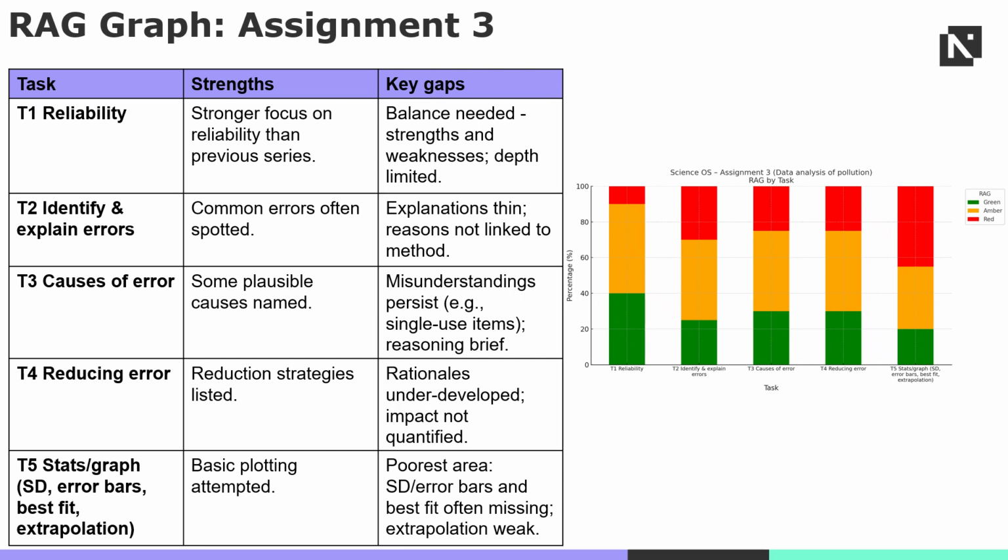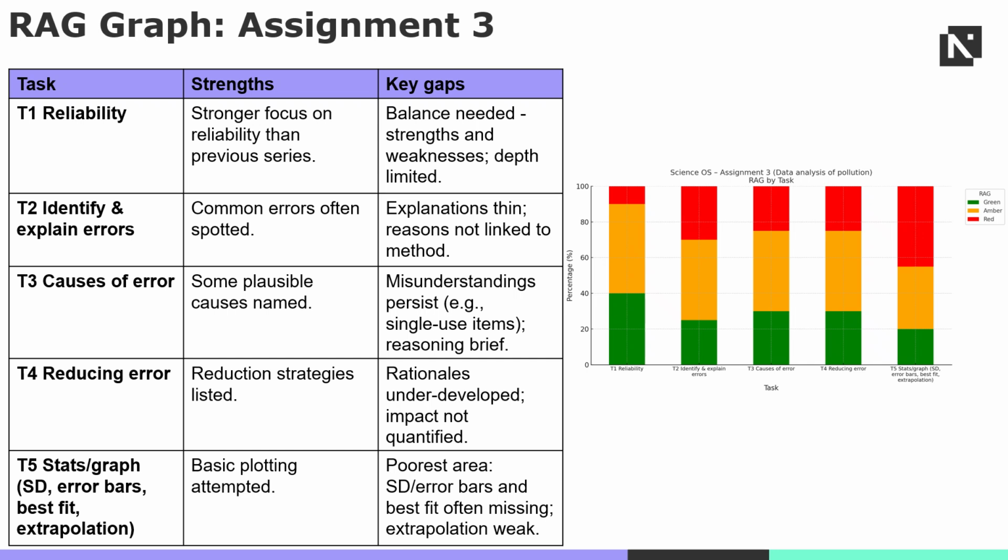So what we're looking for is a sentence on why it's reliable: replicates agree, small spread. And then a sentence on why not: cite conditions varied, weather confound. Task 2, identify and explain errors. Most could spot errors, for example, inconsistent volumes, contamination risks, but often didn't explain mechanisms, how that specific error arises in their method. So what can we do?